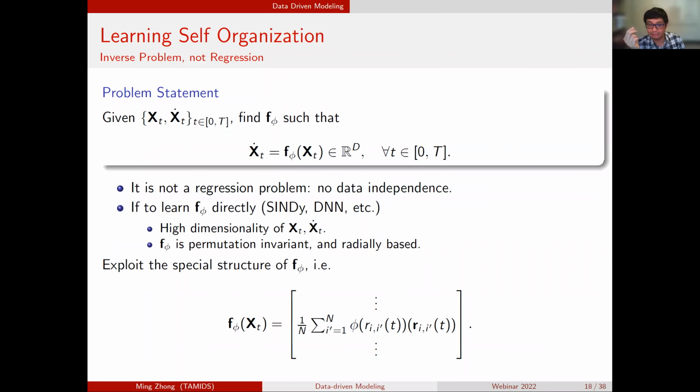Remember, we defined this right-hand side as an average sum, so it's a sum of an interaction kernel, a law that depends on pairwise distance. We need to emphasize this point: although the observation data is high dimensional, the structure of this function, the only unknown, is only one dimensional.